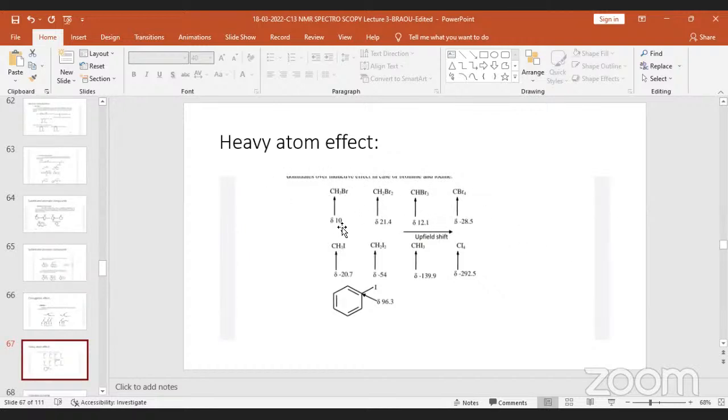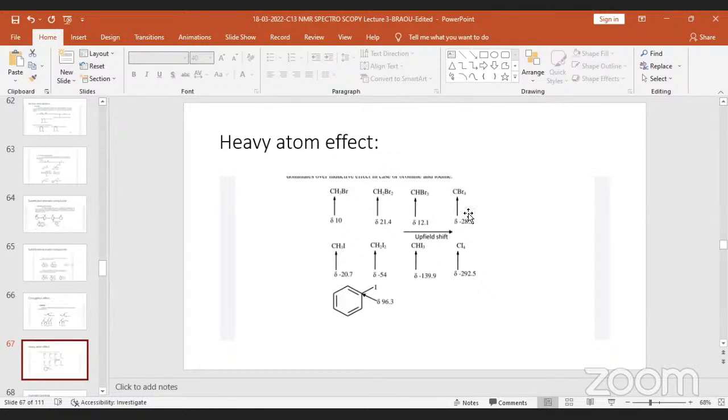Bromine, you see, one bromine 10 ppm, 2 bromines 21.4, 3 bromines. See the trend. Dibromo 21.4. Tribromo should be even more because of 3 bromine atoms. If it were only dependent on electronegativity, CHBr3 should be more than this. But because of the heavy atom effect, because bromine is very big, that will increase the electron density around the carbon. That is why there is upfield shift.